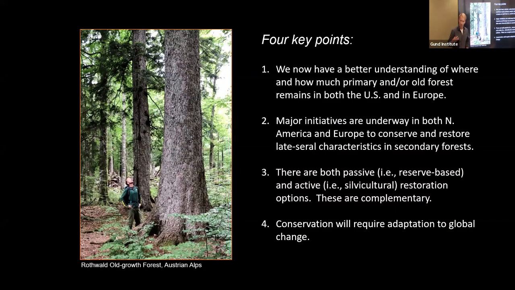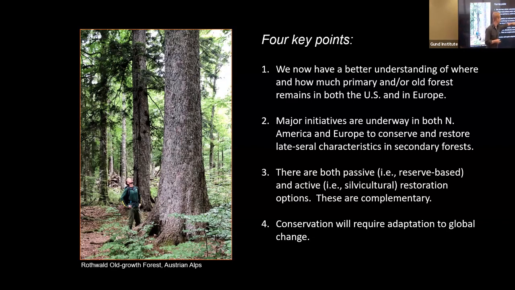I'm hoping that you'll come away from this talk with these four key points. First of all, in both North America and Europe, we now have a much better understanding of how much old forest and primary forest is left and roughly where it is. We're getting closer and closer to having comprehensive maps of the remaining old forests on both continents. There are major initiatives underway in both the US and Europe to conserve and actually restore additional old growth forests.